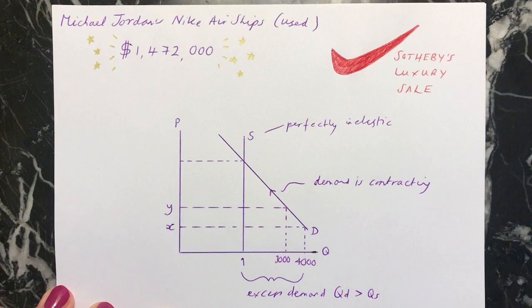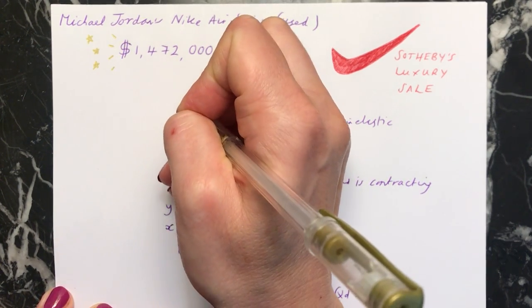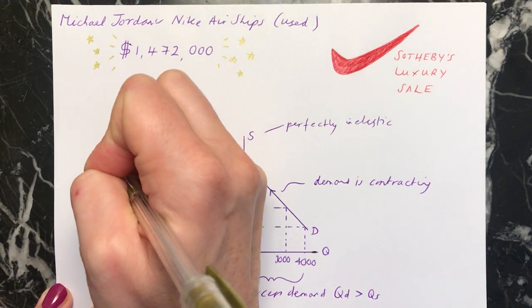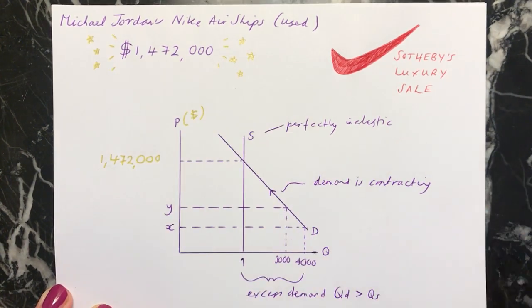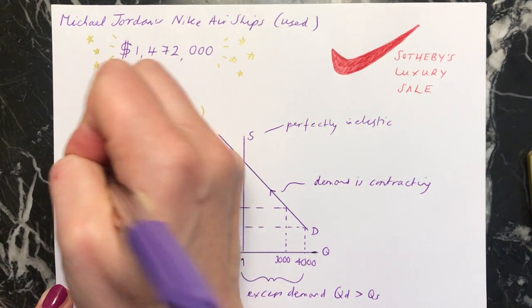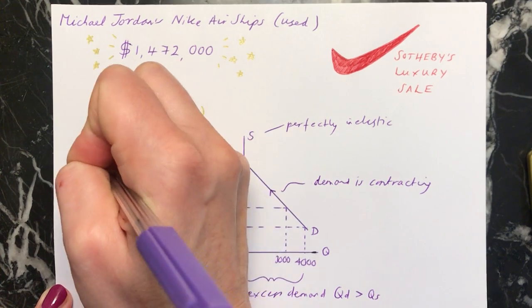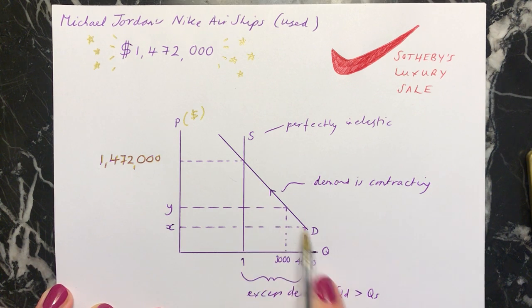Eventually we come to this price, the golden price. Remember that we're operating in US dollars, and this price is $1,472,000 US. At this price, there is one person who is willing to buy the trainers. This is where your demand curve is equal to your supply, and you have one person who is willing to buy the one pair of shoes.